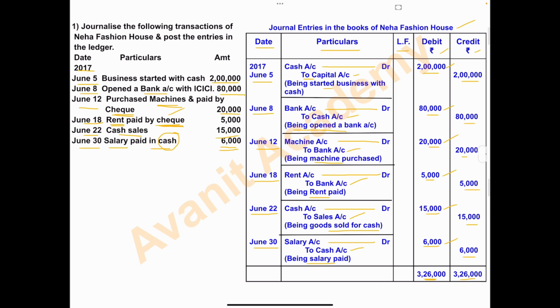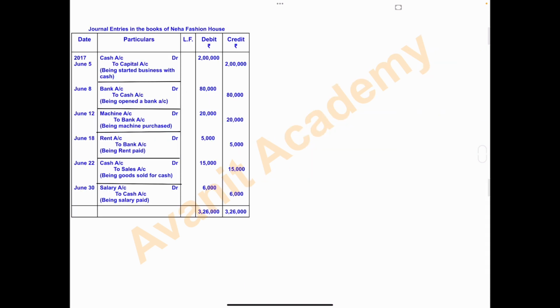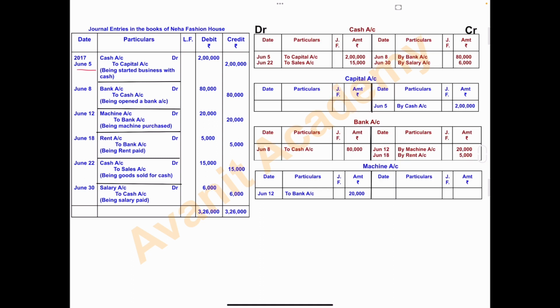Next we have to post all these entries in ledger account. First entry is on 5th June, cash account debited to capital account. For this first transaction, we have to prepare cash account and capital account, two ledger accounts. Let's prepare the cash account. Account will be in the form of a T. Okay, left side of the account is called debit side and right side of the account is called credit side.